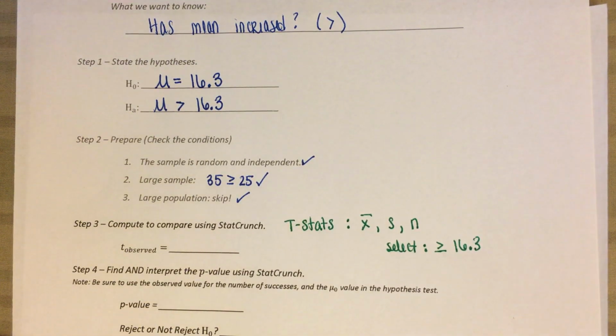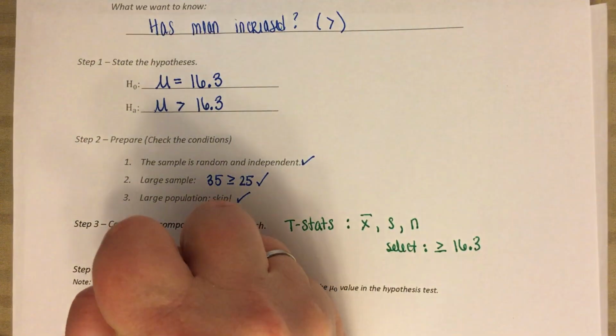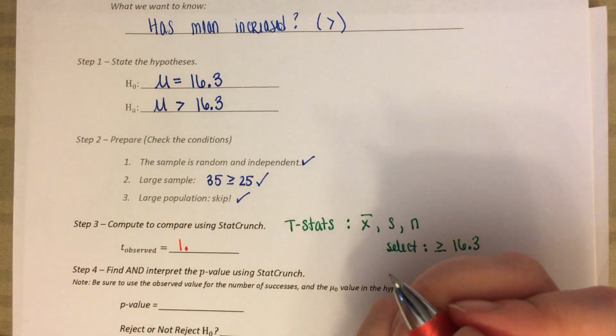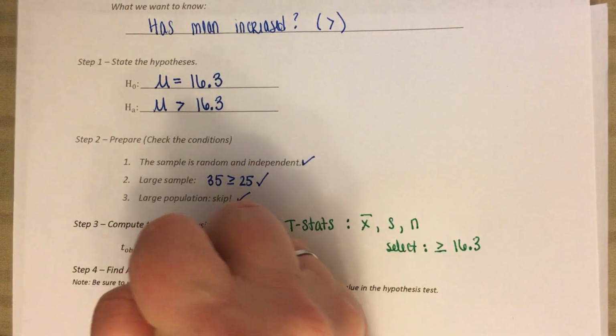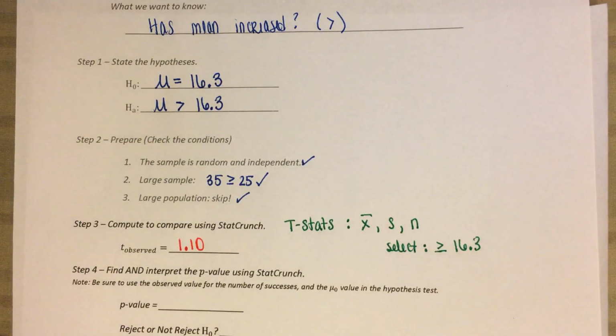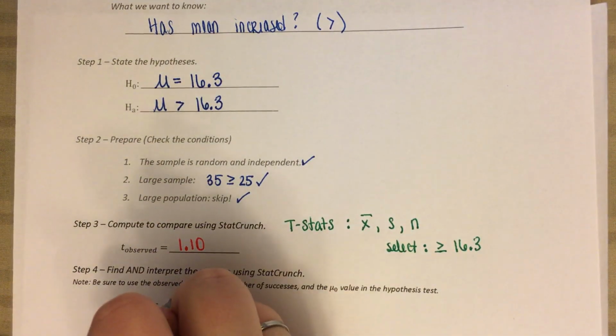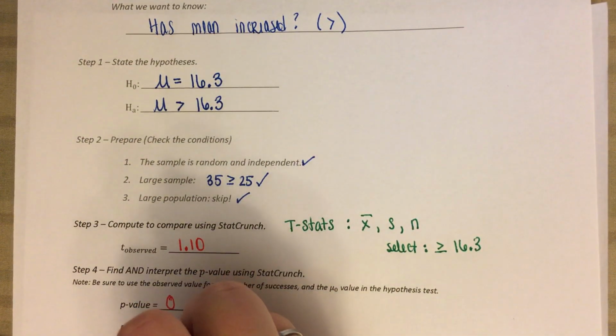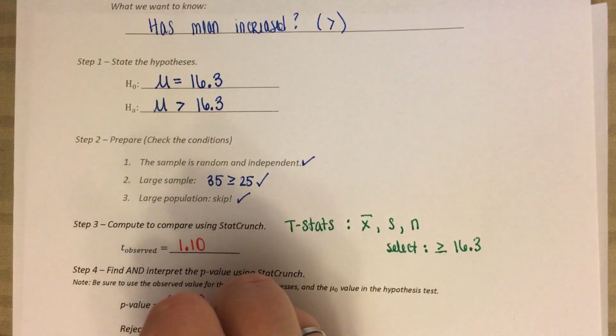After we select the compute button, our t value, again we're getting a t instead of z, is going to be 1.10. And then we also get a p value, 0.1398.